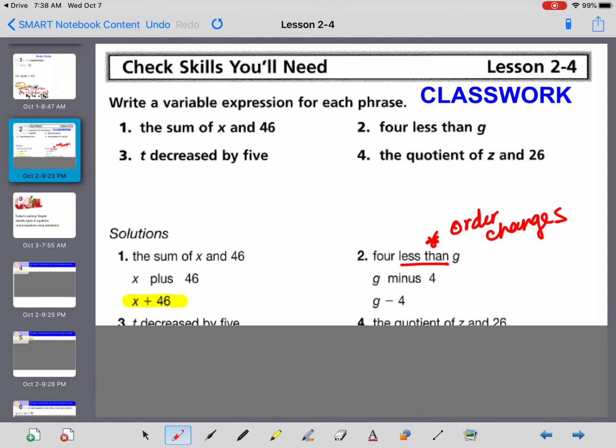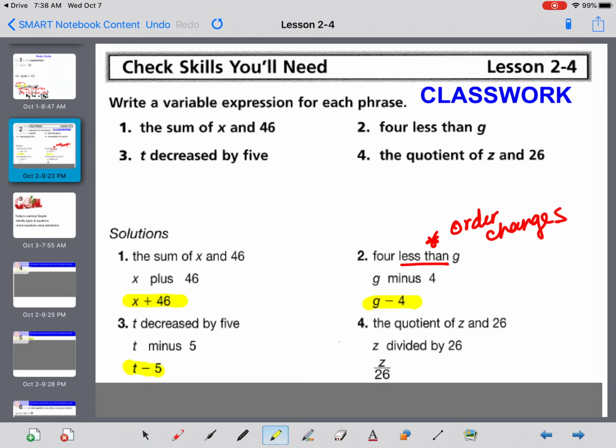Normally, you just write the numbers and the terms in the order that they occur in the word problem, but not if it's less than, fewer than, not decrease by, less than, fewer than, or more than. That word "than" gets ya. And so g minus 4 you should have gotten.